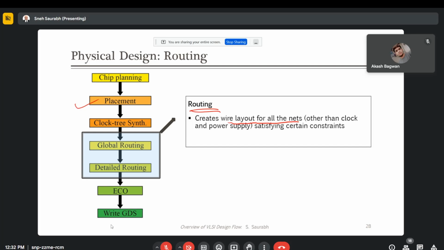Note that during clock tree synthesis we created the layout of the clock network, and during the chip planning stage we created the routing of the power network. So those things are done. During the routing stage we are basically routing the data signals, right? In a typical synchronous design, many signals are data signals, so the majority of the layout of the wires will be created during the routing stage.